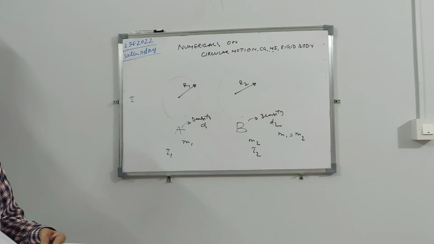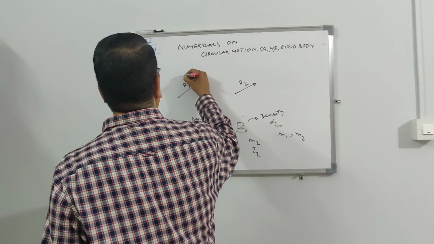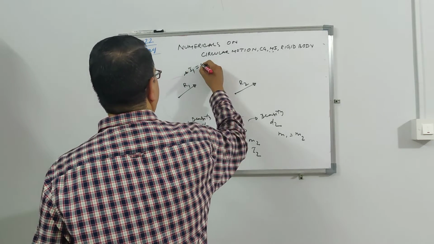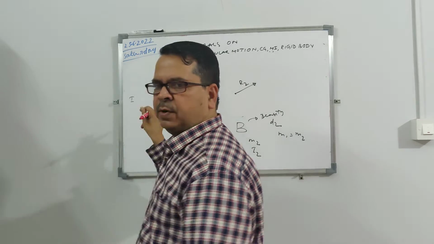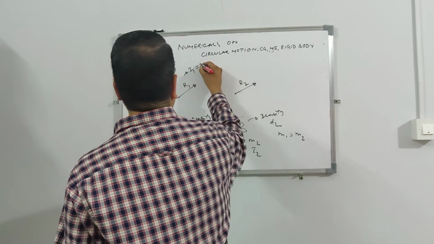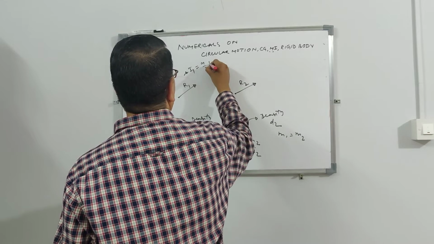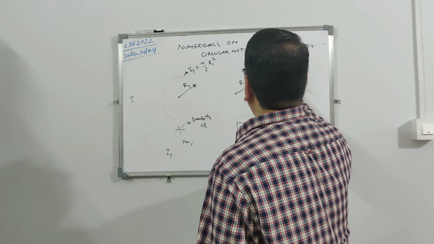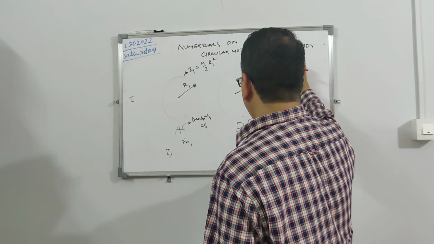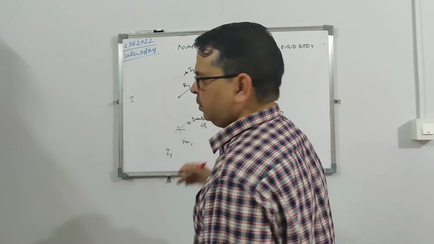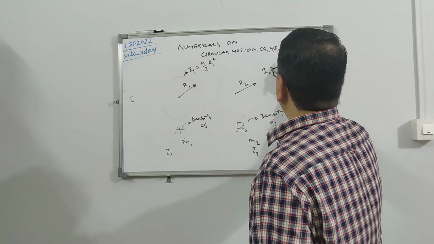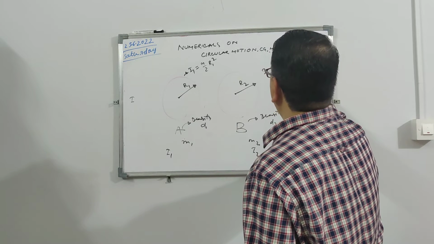If this is the case, then the moment of inertia of this is I1. Let us say about the perpendicular axis, so for a disc it will be M by 2 R1 square. And the moment of inertia I2 is equal to M by 2 R2 square. The masses are the same, M1 is equal to M2.